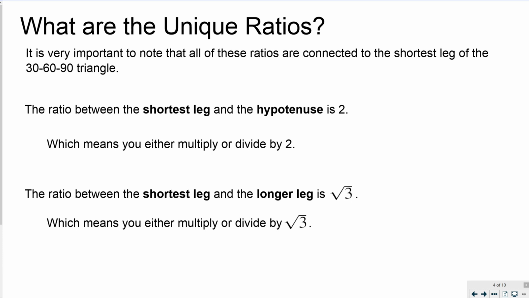The unique relationships that we're going to talk about, it's very important to note that all of these ratios are connected to the shortest leg of the 30, 60, 90 triangle. So, the first ratio is between the shortest leg and the hypotenuse. That ratio is 2, which means you are either multiplying or dividing by 2. The ratio between the shortest leg and the longer leg, so the middle side, is square root of 3, which means that you either multiply or divide by the square root of 3.